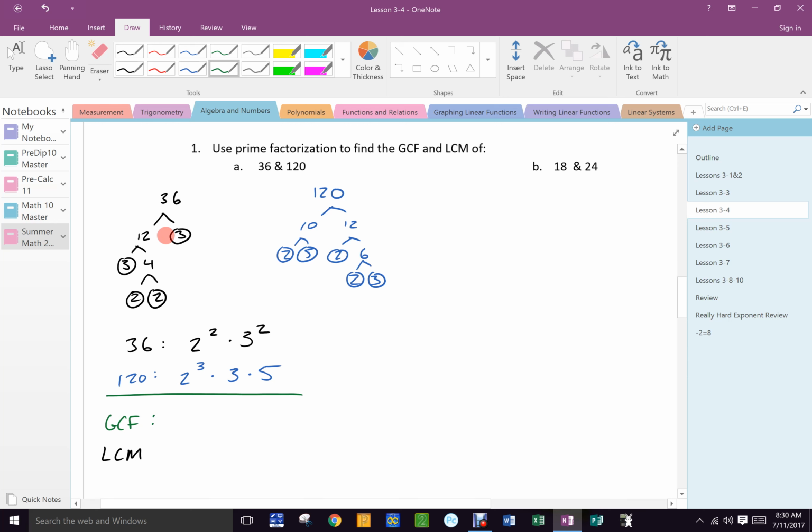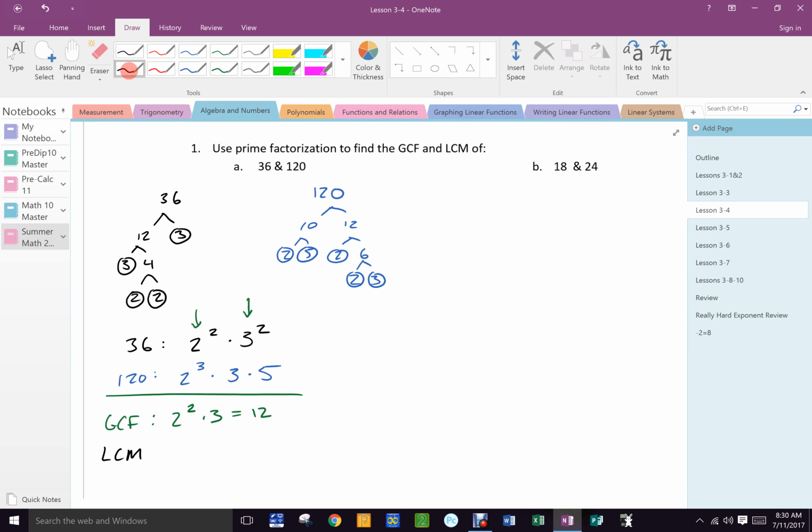So now, if I want to GCF that, I need everything that's common, yes? Okay, so is there a 2 that's common to all of it? How many? 2 of them. 2 squared. Is there a 3 that's common to all of it? How many? 1. So the greatest common factor is 2 squared, which is 4, times 3, which is 12.